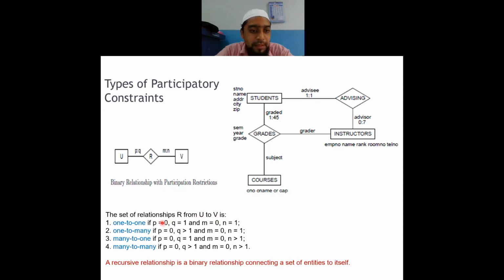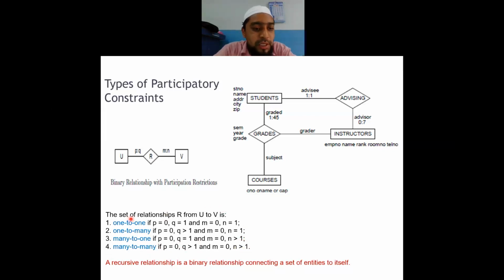Correct? Similarly, one to many. The minimum is 0, and the maximum from U is greater than 1. So read it from this end. U is here and V is here. Many here and here is 1. Now one to many, this is U, this is V. 1 at U, many over here, greater than 1. For many to many, both should be greater than 1. Simple. Done with this part.